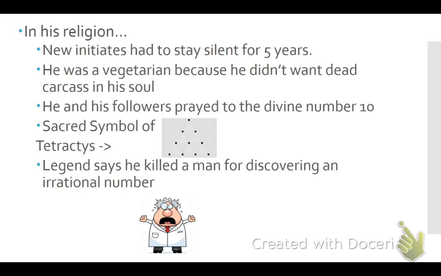And so the other portion, there's a legend about him. It says that he killed a man for discovering irrational numbers. So, yep, you get really ticked. What happens is, irrational numbers are numbers that are not whole numbers. So like 0.5. 0.5 is a half, right? Does 0.5 exist? Yes. Yes, we all know that.